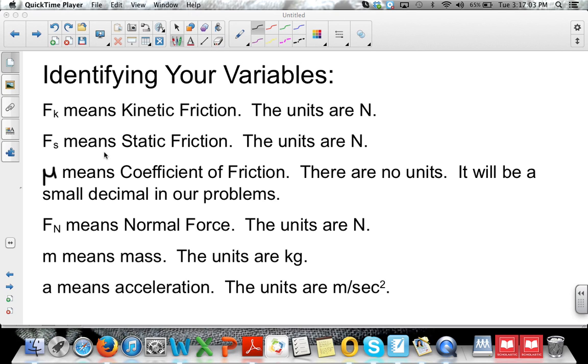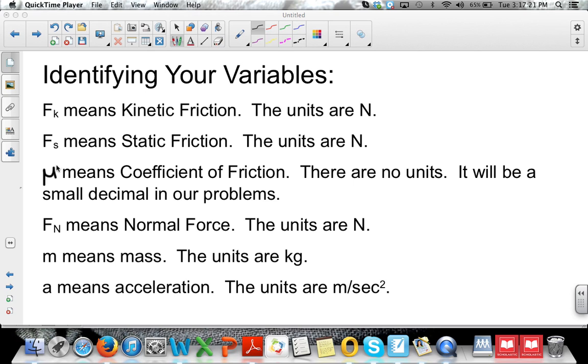So FK stands for kinetic friction, and the units are always newtons. Then FS means static friction. The units are also newtons. Anytime we've got an F like that, it pretty much means force, and that means newtons.